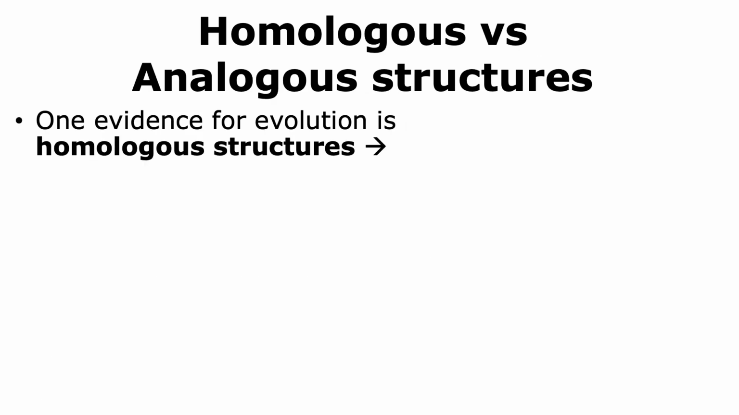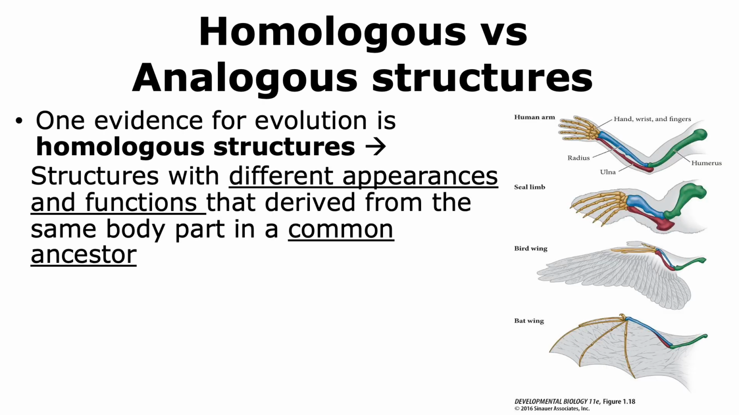Another way developmental biology helps us understand evolution is by the presence of homologous structures, which are structures that can have different appearances and functions but are derived from the same body part in an ancestor. In the picture, we're able to see the forearm of a human, a seal, a bird, and a bat. And in all of these organisms, the forearm has different functions. However, when we look at the arrangement of the bones, all of them have a humerus that is linked to a radius and an ulna, followed by the phalanges, which form the different appendages of the fingers.